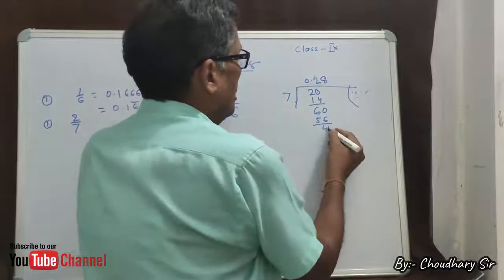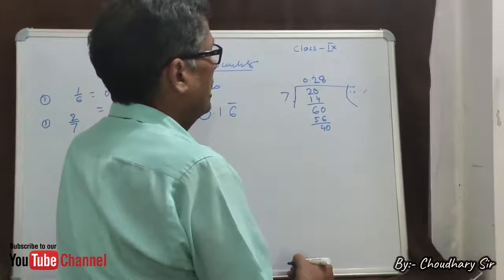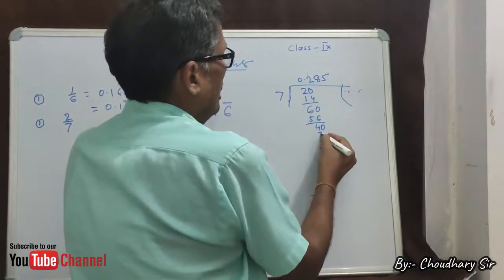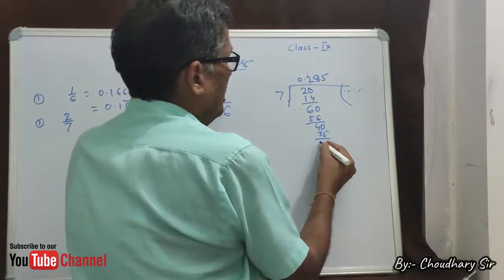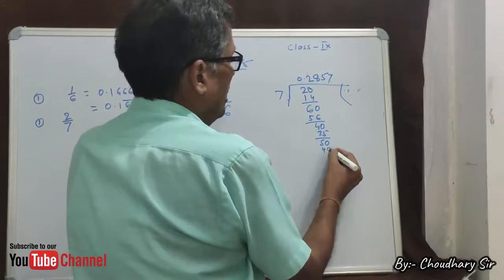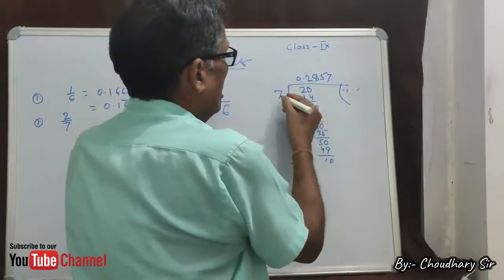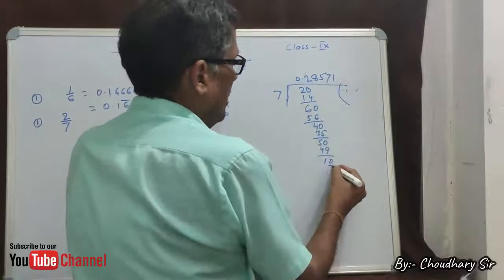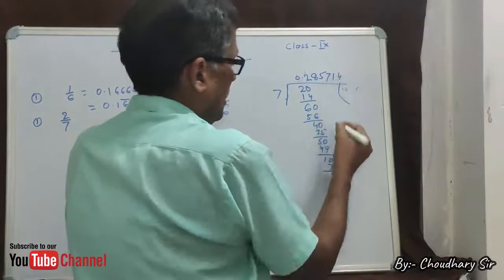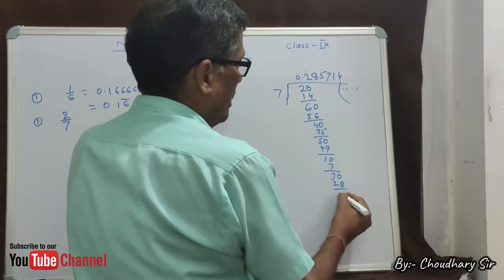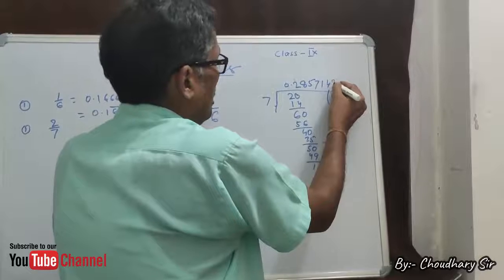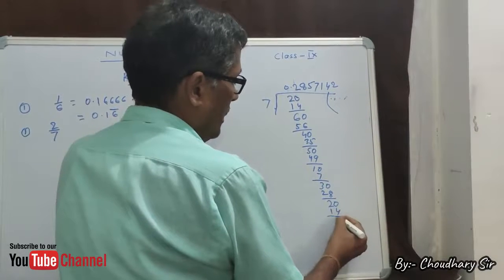Now again put 0. Then 7. 5 sevens are 35. We get remainder 5. Put 0. 7 sevens are 49. Remainder 1, 0. 7 ones are 7. What will be 3? Put 0. 7 fours are 28. 2, 0. What will be? 7 twos are 14. 6.